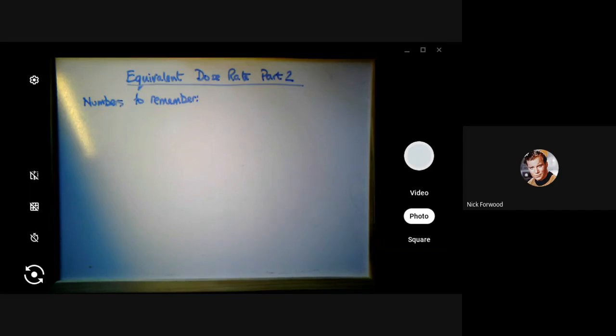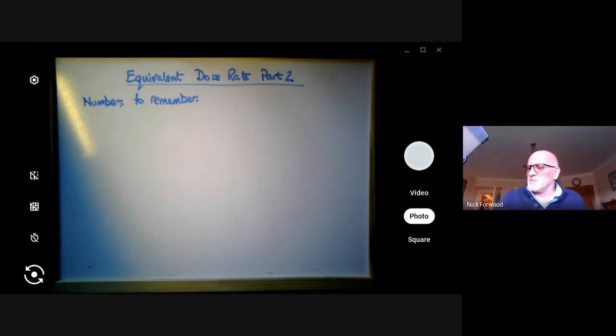Hi there. I'm just going to do a very short lesson on the last part of equivalent dose rates. I'm calling this equivalent dose rate part 2, and these are numbers that you need to remember. You could be asked to quote these numbers. So what this is really about is how much radiation do people get, should they get.